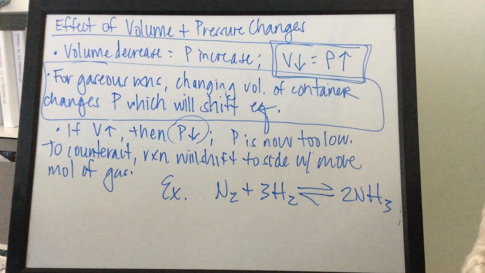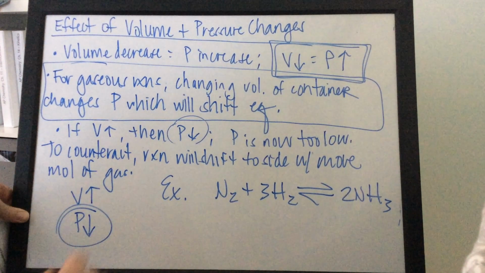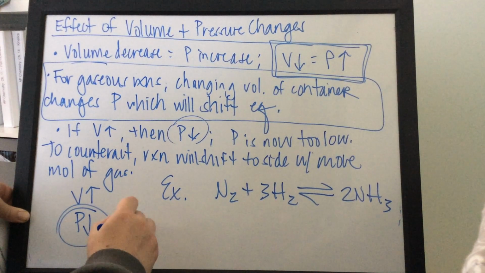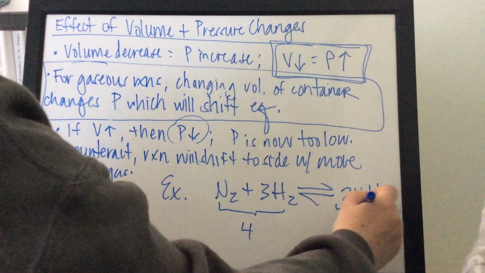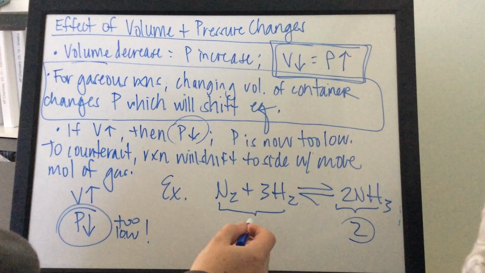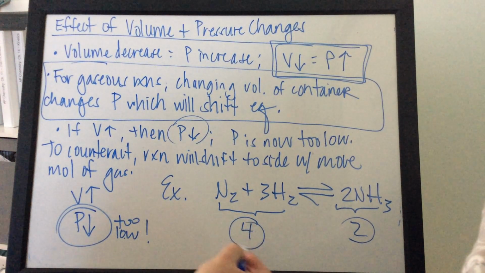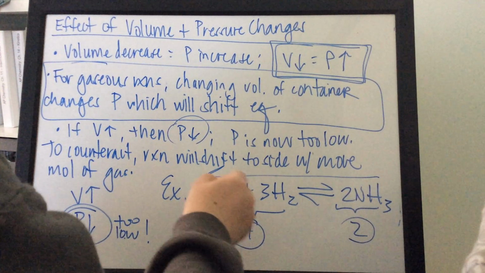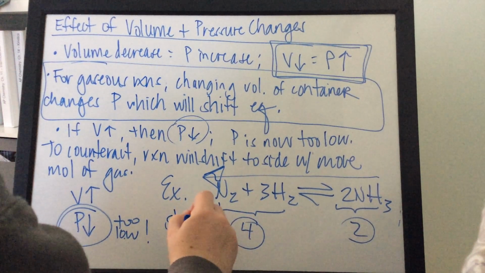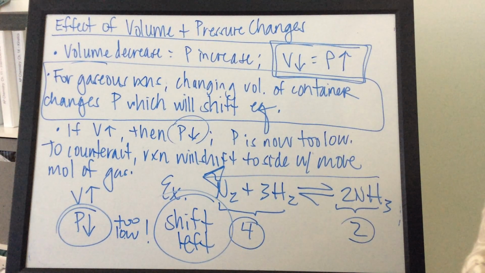if this is my reaction, and if I take my volume and increase it, then my pressure decreases. If my pressure decreases, it means it's too low. I need to make more pressure. And if I need to make more pressure, will I shift to the side with only 2 moles of gas, or will I shift to the side with 4 moles of gas? I'll shift to the side with 4 moles because it's going to make more pressure to counteract this. Remember, it's all about counteracting. So in this case, this would be a shift to the left. And that is the second idea in how equilibrium can be changed.